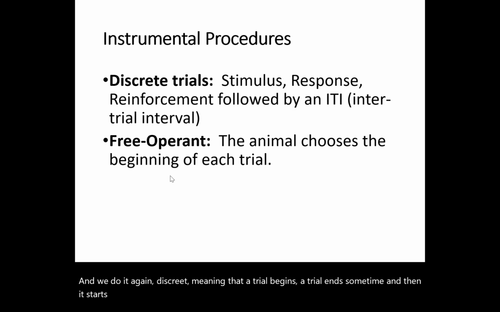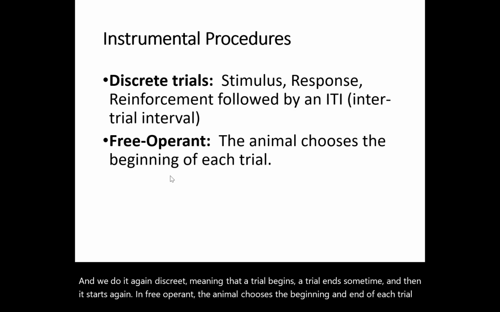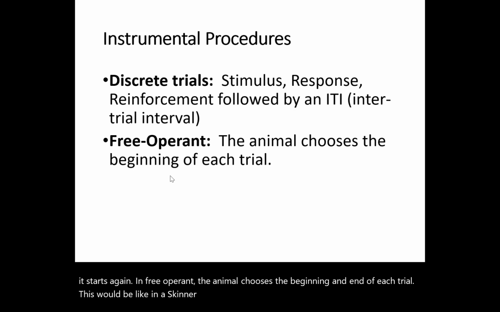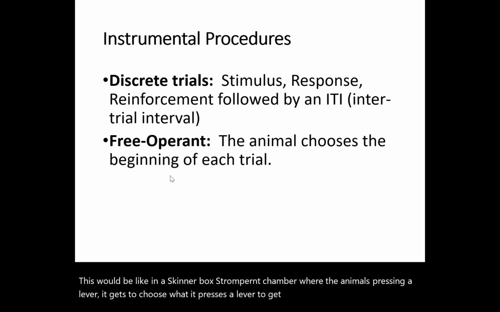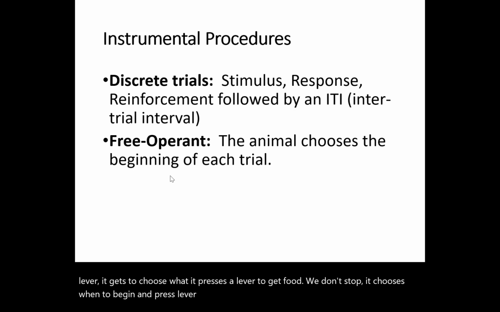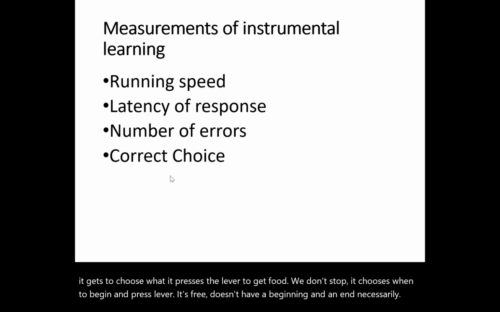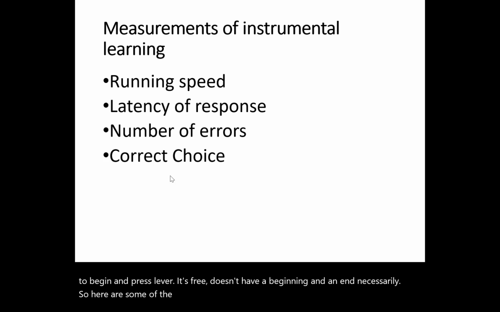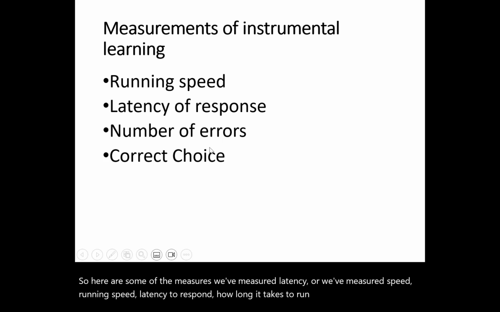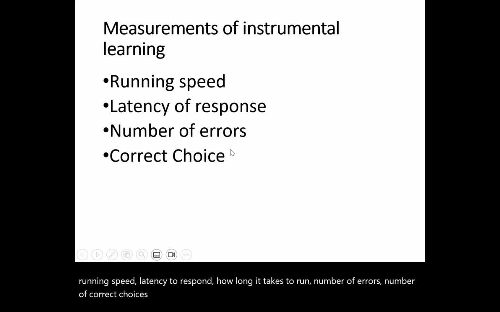In free operant, the animal chooses the beginning and end of each trial. This would be like in a Skinner box or operant chamber where the animal's pressing a lever. It gets to choose when it presses the lever to get food. We don't stop it. It chooses when to begin and press lever. It's free. It doesn't have a beginning and an end necessarily. So here are some of the measures. We measure latency, or we can measure speed, running speed, latency to response, how long it takes to run, number of errors, number of correct choices. These are all the kinds of measures to look at instrumental conditioning and learning.